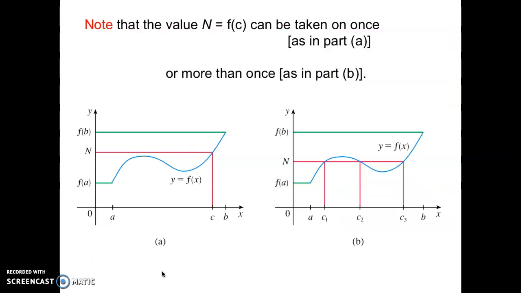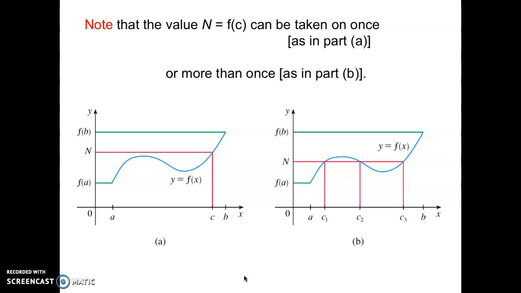So here are some more notes. Here we have, note that a value of the function can be taken on once as in part A, or more than once. So notice here a value can be taken on just once between f at A and f at B, or it can take that value on several times during that interval from A to B. What the intermediate value theorem is saying is that it has to occur at least once in that interval if the function is continuous.